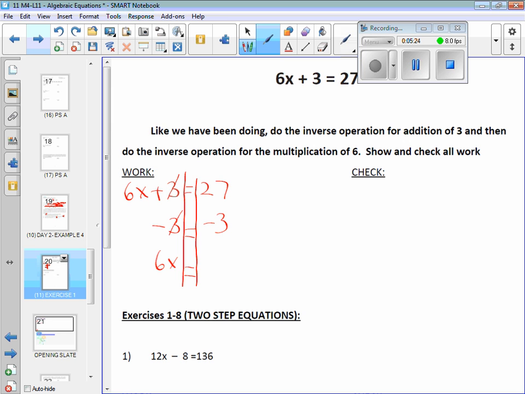We can still do, though, 27 take away 3, which is what? 24. Now you're right back to what you did in day 1. It's a one-stepper. What's being done to x? Raise your hand now. Okay, so what's the opposite of multiplied by 6? Right? By how much?